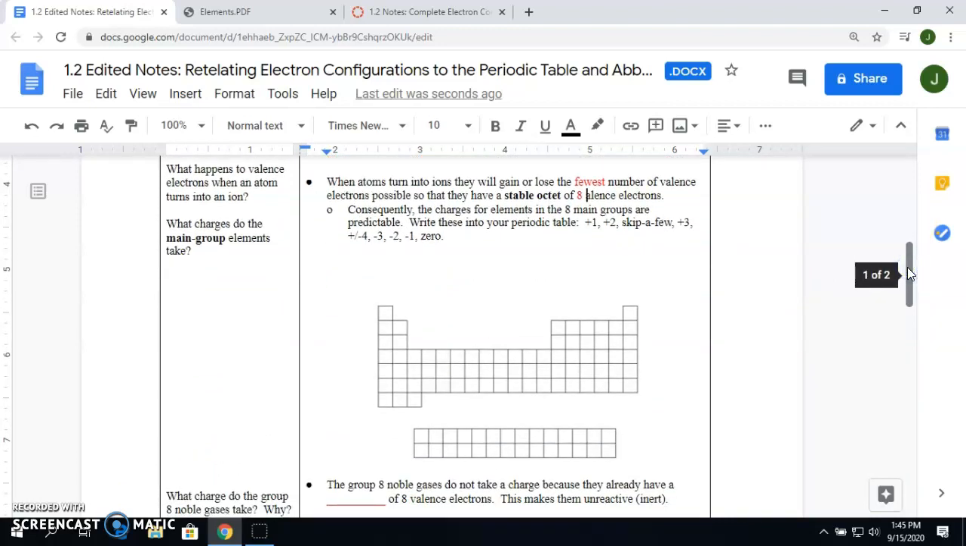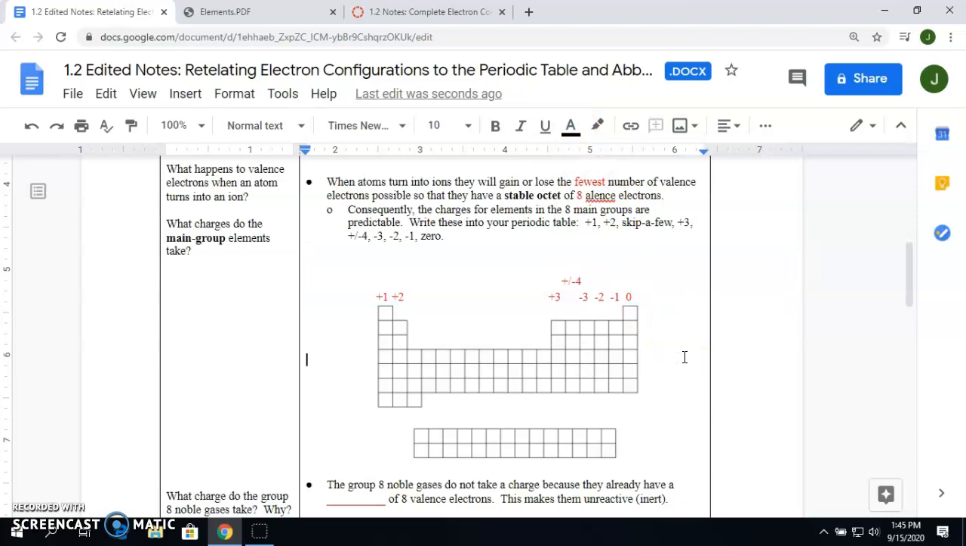So down here you'll see that there's a periodic table. And what you'll need to do is either digitally write in or maybe hand write in, if you're taking these notes by hand, the charges above the 8 main groups that atoms in the 8 main groups take when they turn into ions. Now I've already done this. All I need to do is to go like this, and I'm going to change the text color.